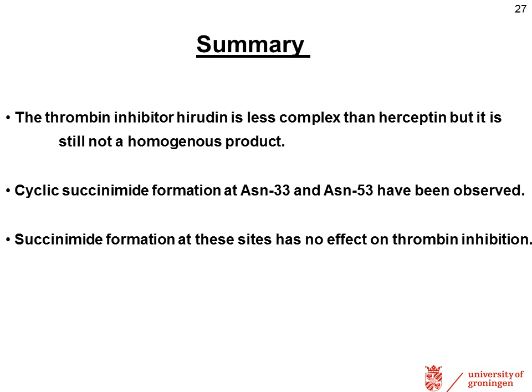Let's summarize briefly this short case study too. While the thrombin inhibitor hirudin is less complex than Herceptin, it is still not a homogeneous product, as is customary for biotherapeutic proteins. It was interesting to see that the cyclic succinimide could be isolated and was stable enough to be observed. This had never been done before, or was not known before. Succinimide formation had no effect on thrombin inhibition, which was very important from an application point of view.